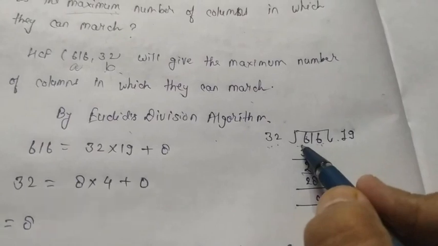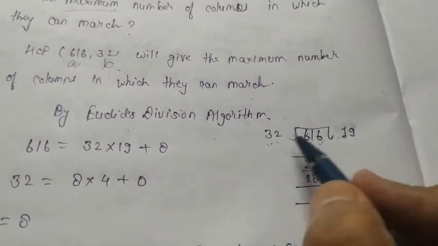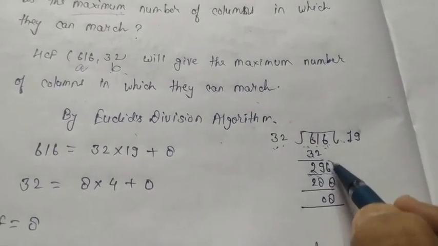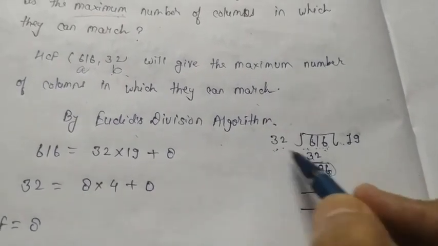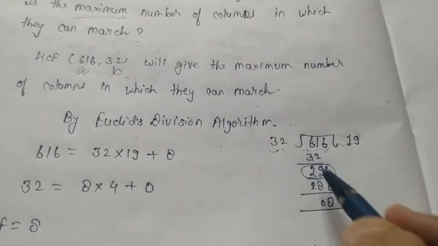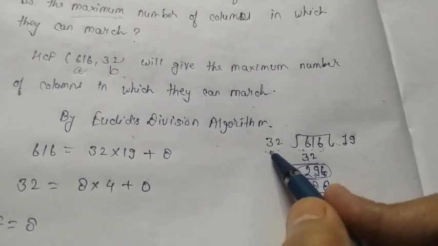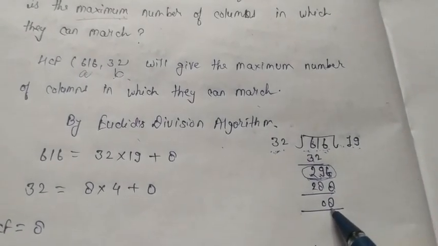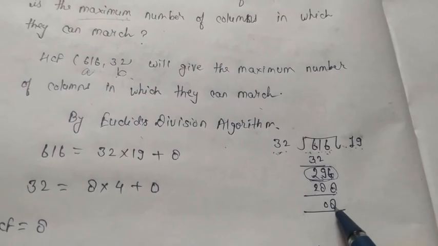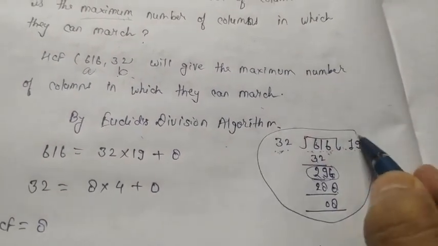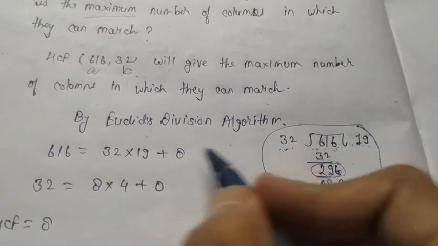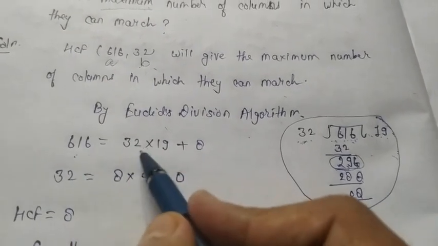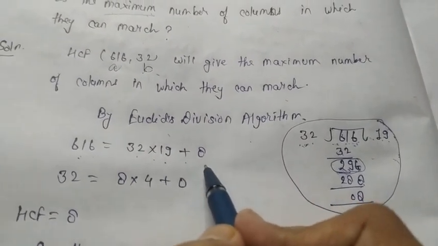Listen students, 616 and 32, when you divide this by this, 32 ones are 32, so 29 will be left, but 6 is also here, so the remainder is greater than 32, so you will divide one more time. So 296 when divided by 32 will go 9 times, so 288 comes. Now the remainder is 8. Now division will not be done. So this whole is our first step. By Euclid's division algorithm, this step can be written as 616 is equal to 32 into 19 plus 8.